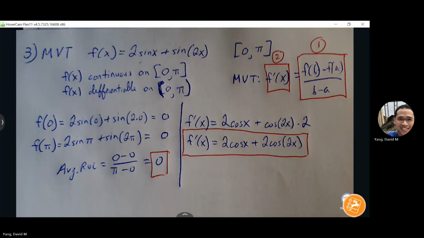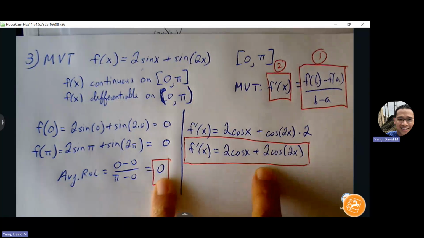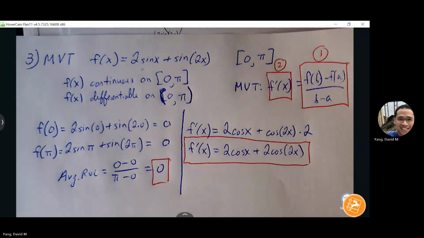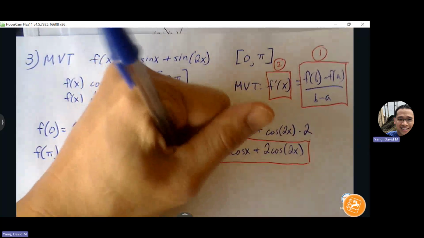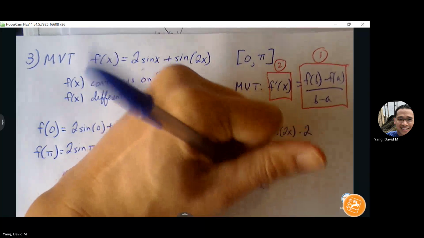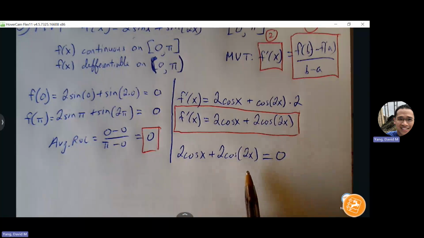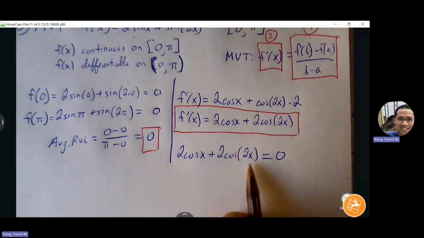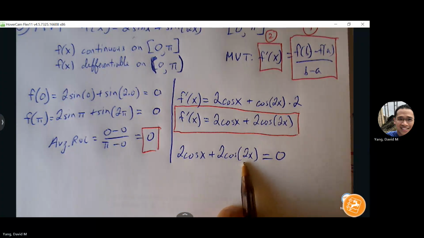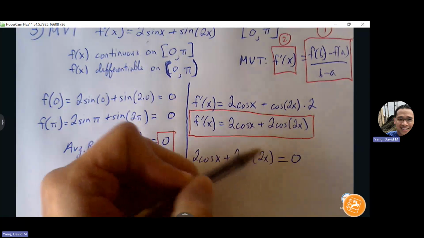Okay, what's next? Yeah, set our derivative equal to the slope between the endpoints. Okay. Now, cosine of 2x here, we're not going to be able to do inverse with that cosine in the way. We're going to have to rely on special cosine properties.